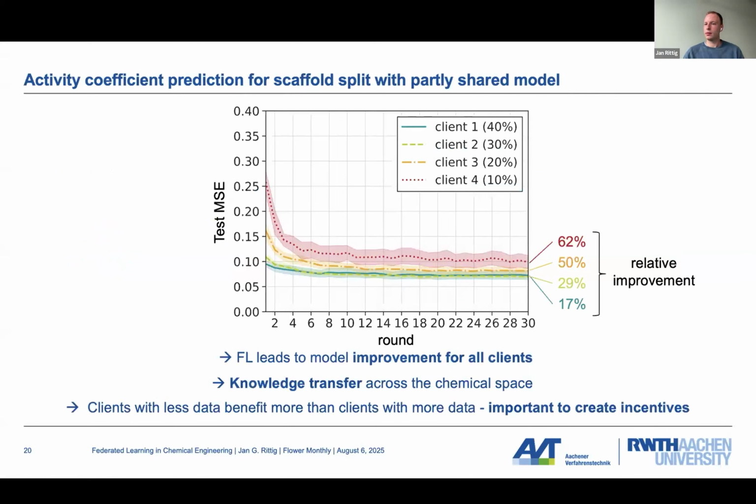And we can see here that one of the clients that has the most data gets a relative reduction of only 17%, which is probably still very good in itself, but is not as much as the others. Do you have some thoughts, or have you been in discussions of what these incentives could look like, in particular for the molecule?